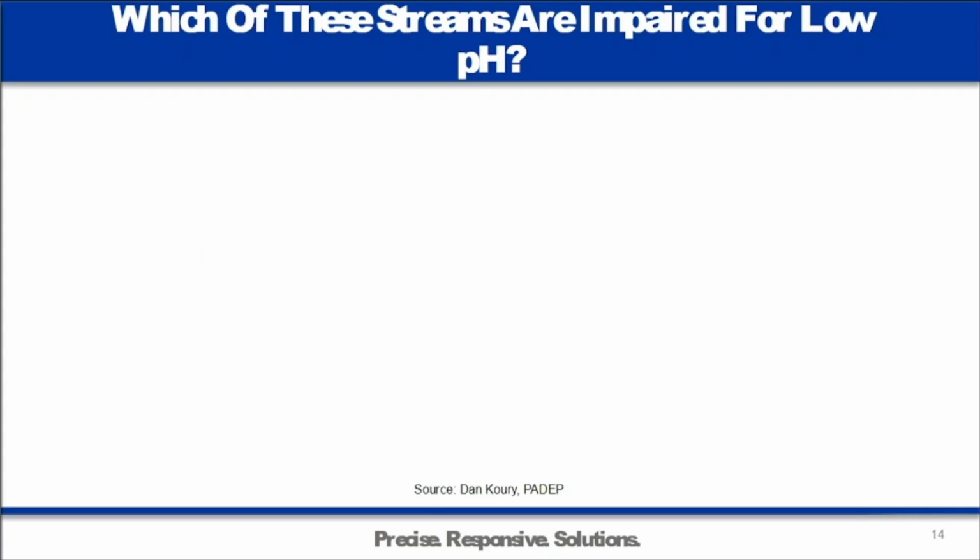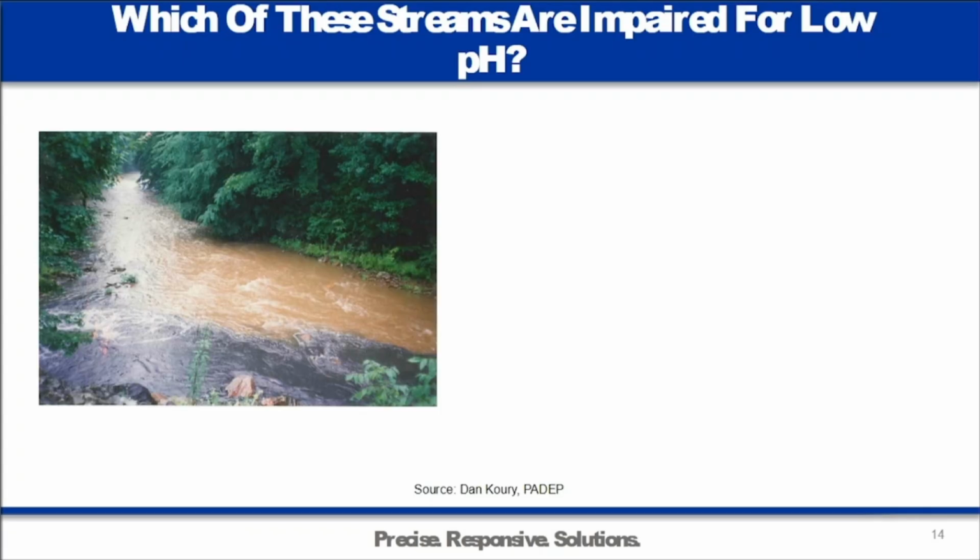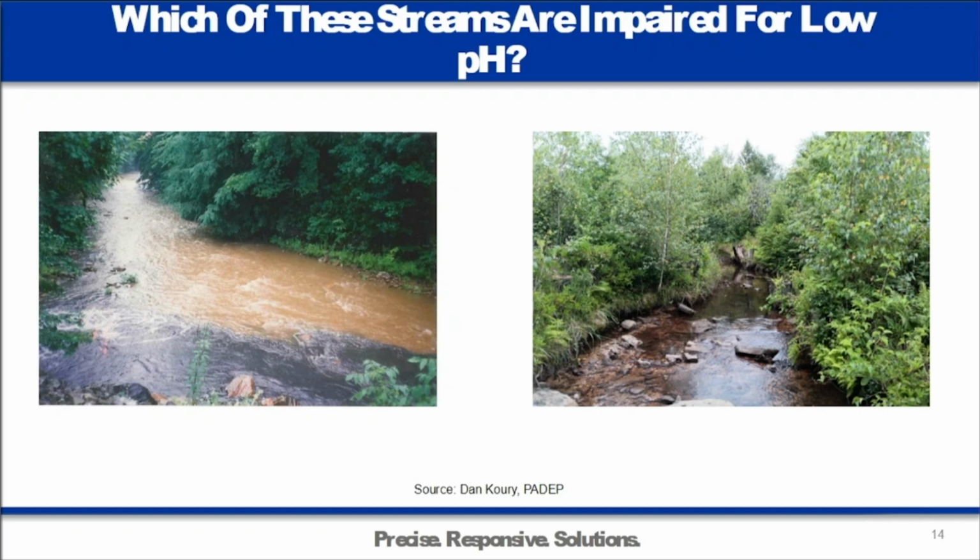So now I'm going to take a look at some streams that you guys probably have all seen. How many of you guys have seen streams like this? Pretty much everyone, right? That's why we're here at an AML conference. I'm sure we've all seen streams like this though, right? Which of these streams do you think is considered impaired for low pH values? I want someone to take a guess at this.